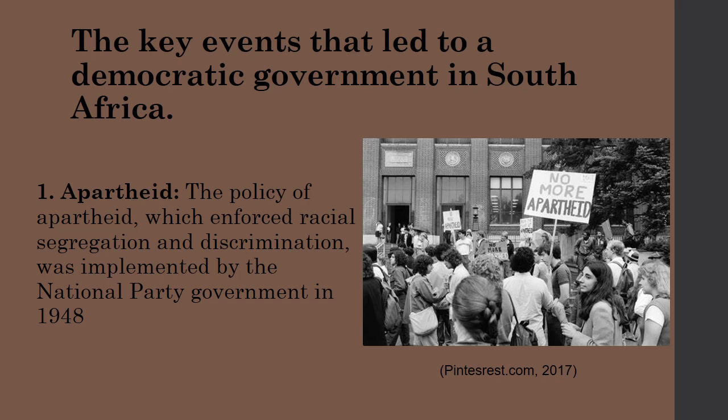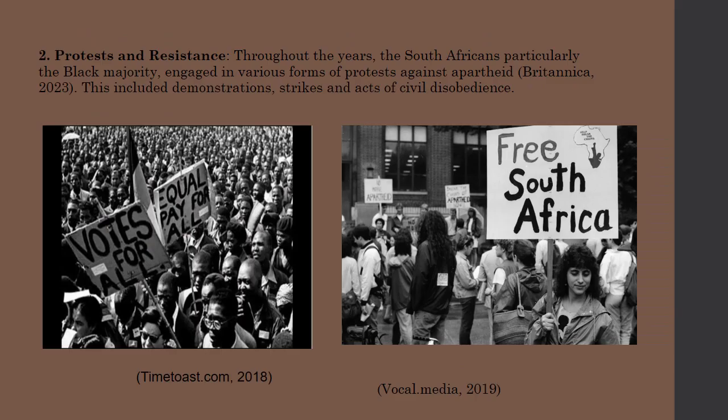Number one, apartheid, which is the policy of apartheid which enforced racial segregation and discrimination, was implemented by the National Party government in 1940. Number two, the protest and resistance. Throughout the years, the South Africans, particularly the black majority, engaged in various forms of protest against apartheid. This included demonstrations, strikes, and acts of civil disobedience.